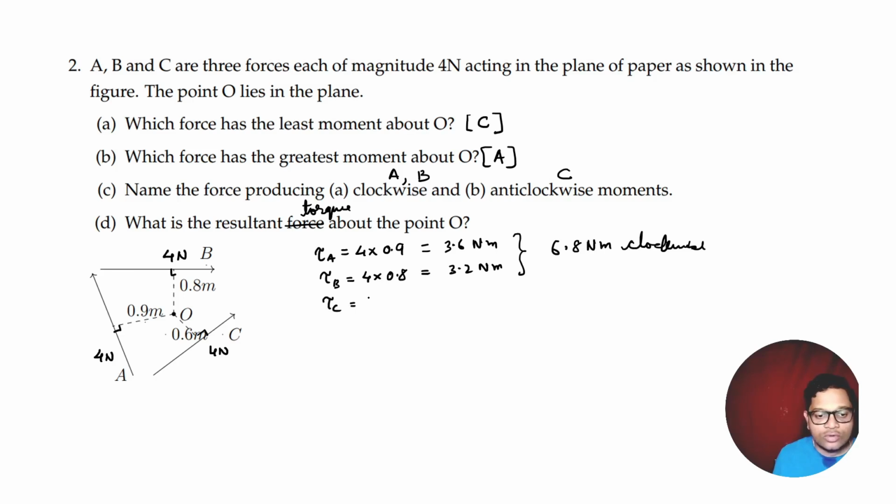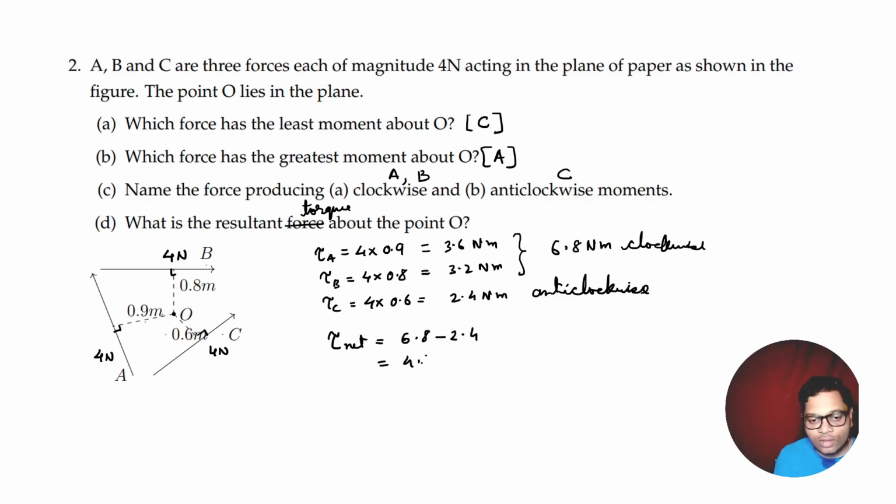Now the torque that is due to C is 4 into 0.6. That will be 2.4 Newton meter, and this is anti-clockwise. Okay. Now we want the resultant, so let me call it the net torque, and the net torque will be 6.8 minus 2.4. That will be 4.4 Newton meter. Now we will take the sign of the greater one, and that is clockwise. So the answer will be 4.4 Newton meter clockwise, the resultant torque or the net torque acting about point 4.